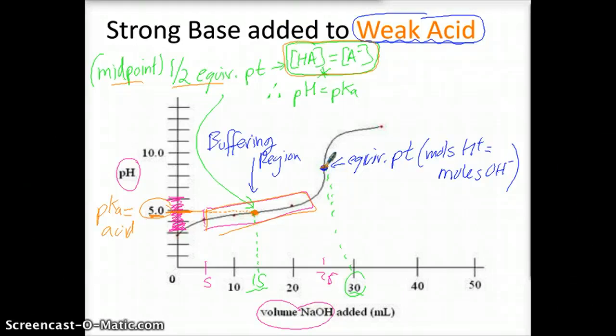The last thing you need to notice is to look at the pH. The pH at the equivalence point is greater than 7. That's because you will have more conjugate base present, because all of the acid will have been neutralized. So when a strong base is added to a weak acid, the pH will be greater than 7, again because there will be more conjugate base present since all the acid has been neutralized.